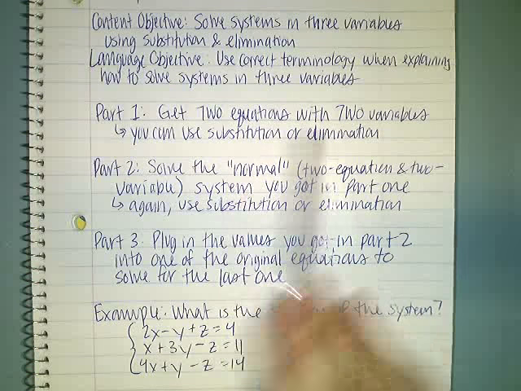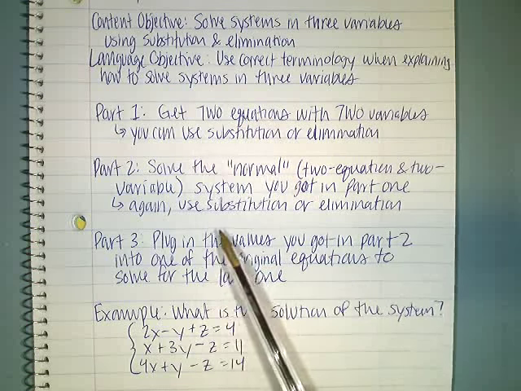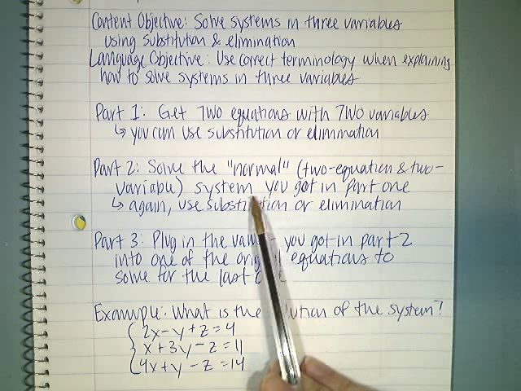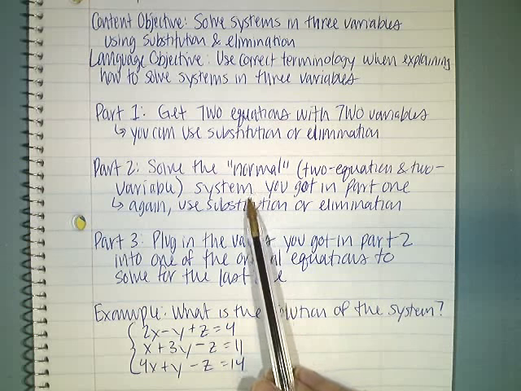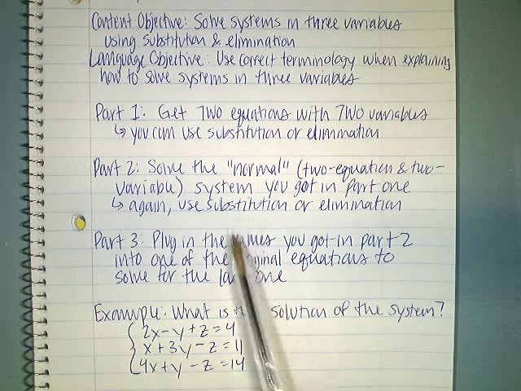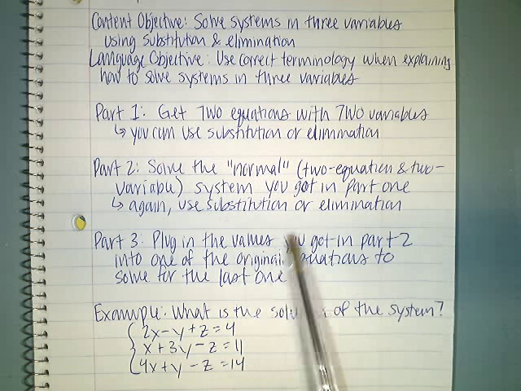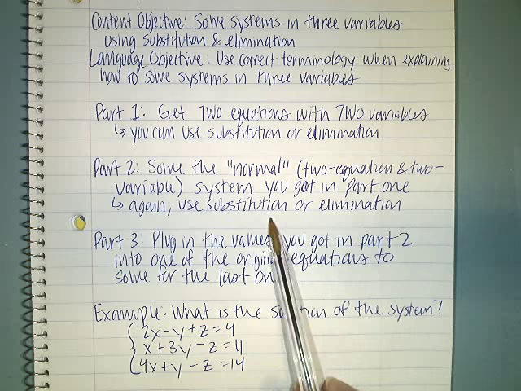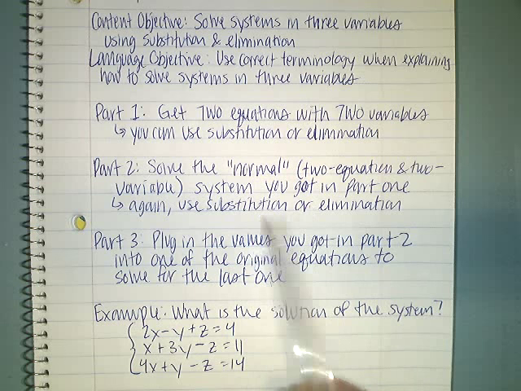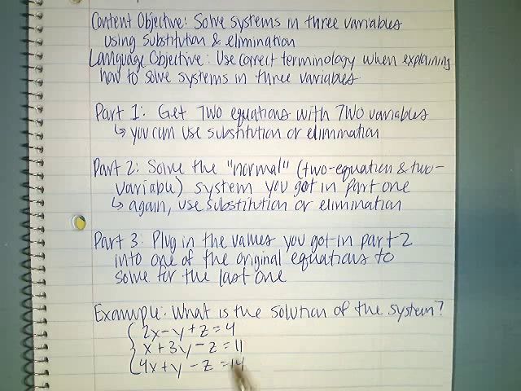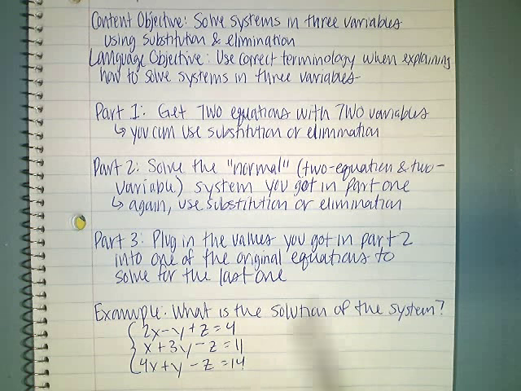So once we finish part one, we get two equations with two variables, then we can solve the normal system of equations. So that would just be our two variable equation system. That we just do like we've been practicing the past couple of classes. So we can use substitution or elimination. Once we get our x and y, or our y and z, or our x and z values in that two variable system, then we just work our way back by plugging them into the other equation. So we plug this back in and solve for the last missing variable. So let me show you an example.